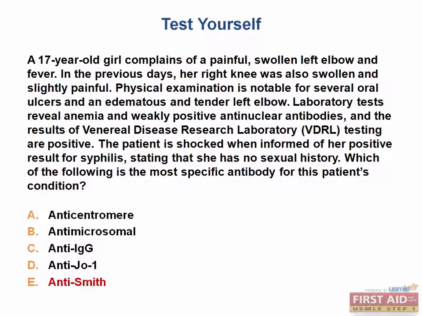The answer is E, anti-Smith antibodies. This patient has findings suggestive of lupus: arthritis, oral ulcers, fever, anemia, and positive anti-nuclear antibodies. As is the case with many lupus patients, this woman probably has antiphospholipid antibodies as well. These autoantibodies react to the cardiolipin antigen used in the syphilis serology, thus giving a false positive result for syphilis. Anti-nuclear antibodies are sensitive for lupus, but anti-Smith and anti-double-stranded DNA antibodies are the most specific markers for the disease.